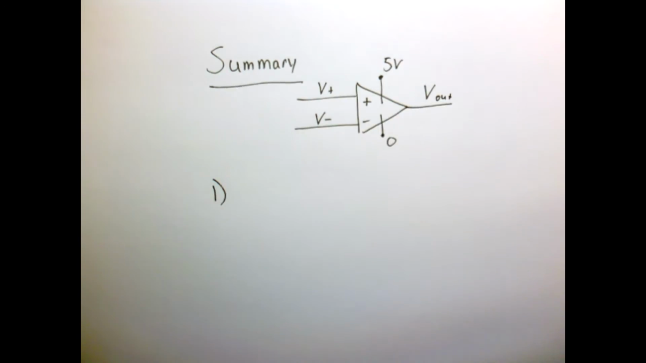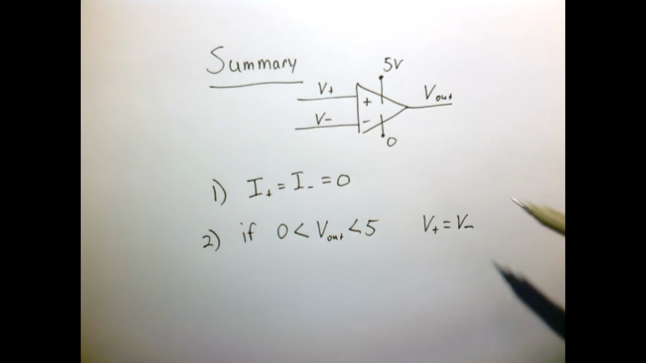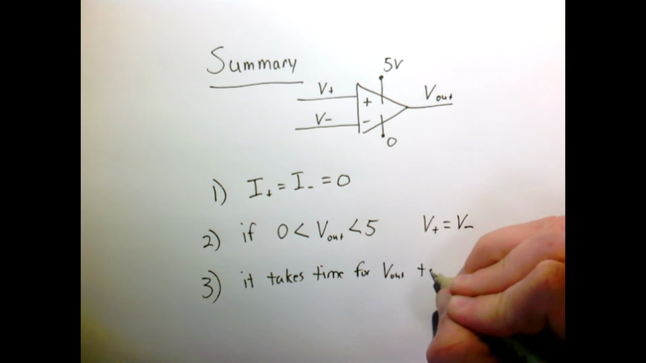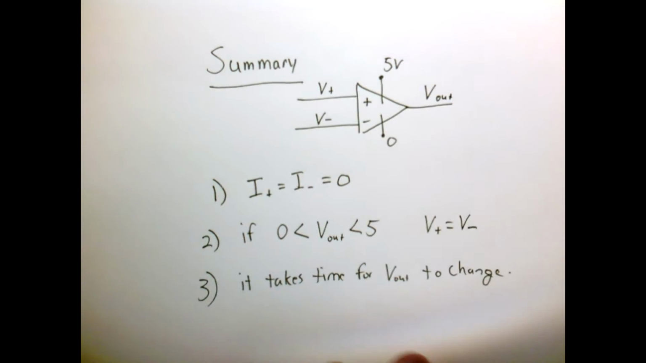So let's summarize our observations. The first observation was that the input currents are 0. So any current going into these inputs by design of the device is 0. The next observation is that if our output voltage is anywhere between our rails, so 0 and 5 volts, then V plus is equal to V minus. The third observation, we'll just state simply, is that in reality it actually takes time for V out to change. So now let's look at a few applications.